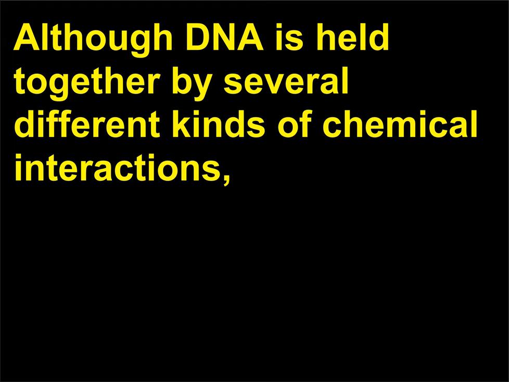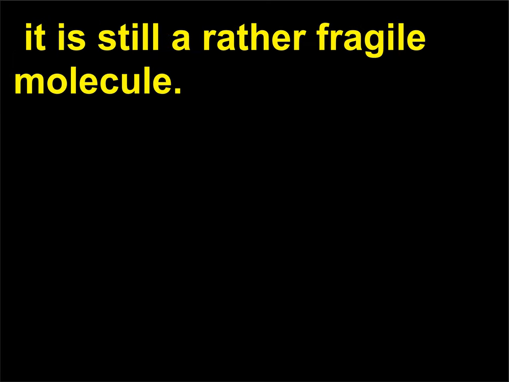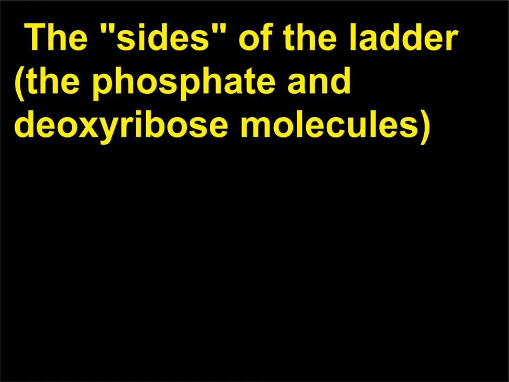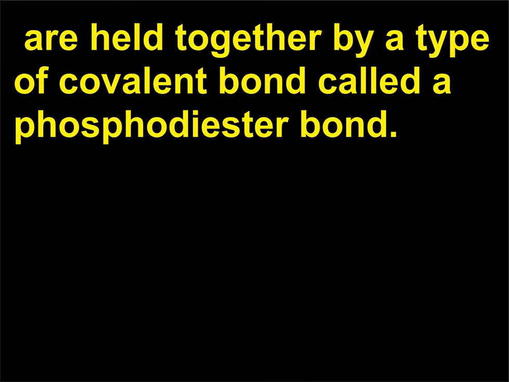Although DNA is held together by several different kinds of chemical interactions, it is still a rather fragile molecule. The nitrogen bases that constitute the rungs of the ladder are held together by hydrogen bonds. The sides of the ladder, the phosphate and deoxyribose molecules, are held together by a type of covalent bond called a phosphodiester bond.